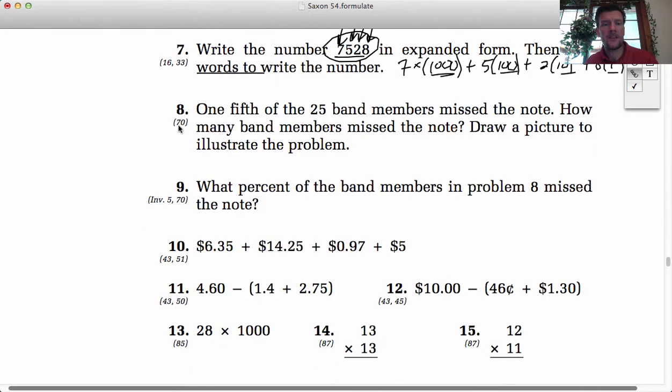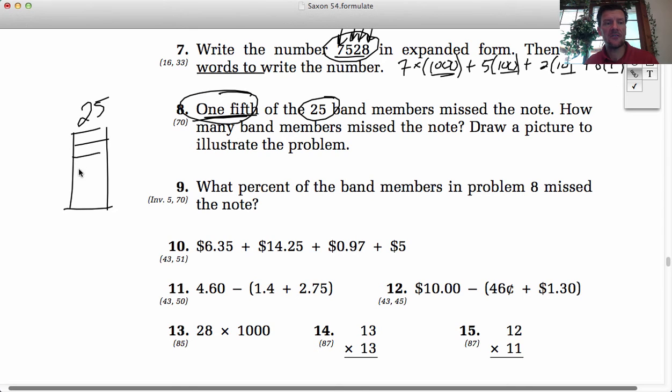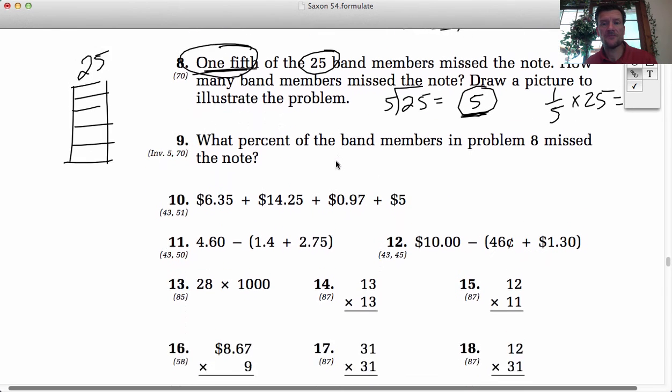Number 8, 1/5 of the 25 band members missed the note. How many band members missed the note? So 1/5 of 25. So if you've got 25 here, let's say you have a diagram that represents 25, and 1/5 means you're going to divide that into 5 equal parts, or you're going to divide it by 5. So 25 divided by 5 gives you 5. Or you can take 1/5 times 25. It's the same thing, and you end up getting 5. So 1/5 of 25 is 5.